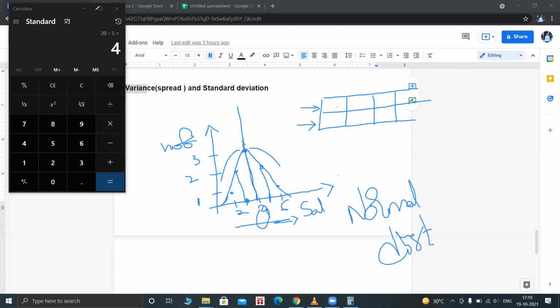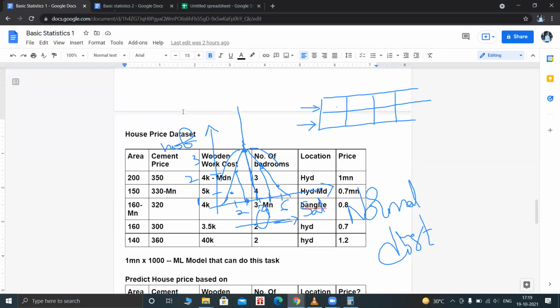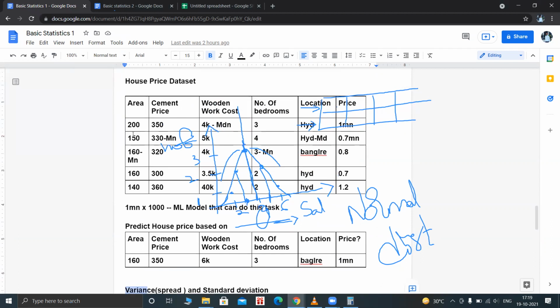As we saw in the last class, this was my data distribution, right? 200, 150, 160, 160, 140. See, in one column, in this cement price column, how my data got distributed. So it's all about data points. The distribution is nothing but how my values are in one particular feature or one particular column. Even that could be the label also.